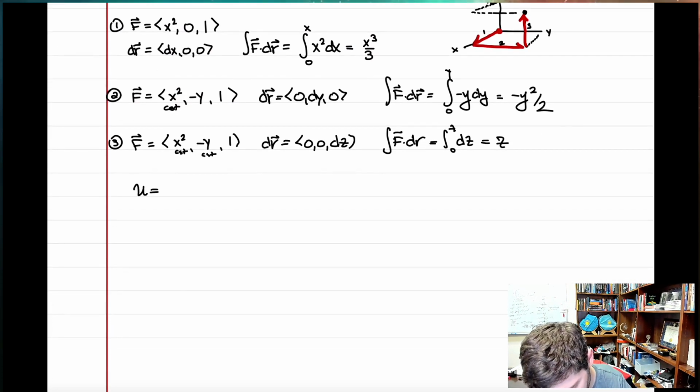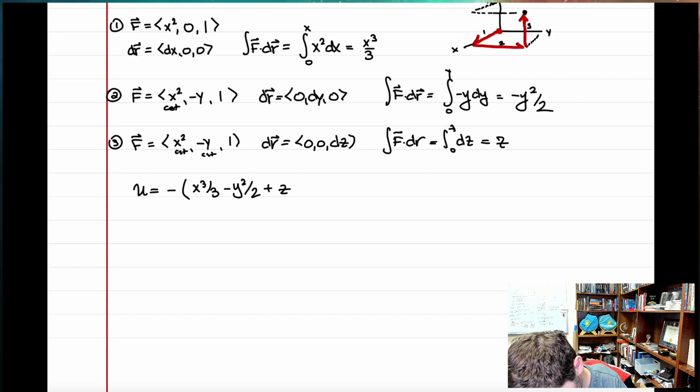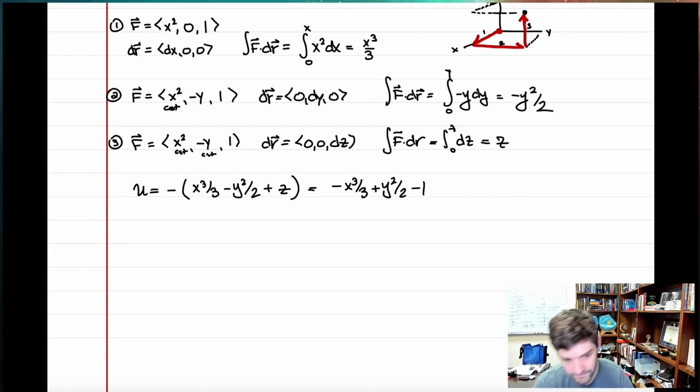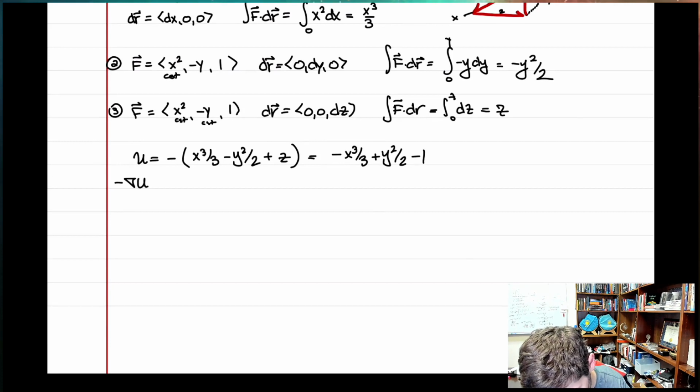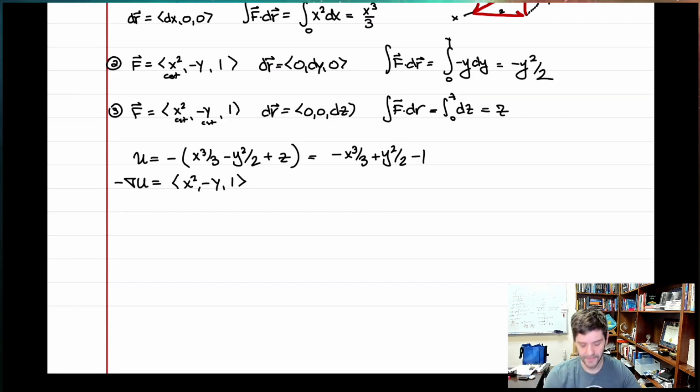So then your potential energy function is overall negative sign out front, x cubed over 3 plus, minus y squared over 2 plus z. Or if you take in the negative sign, negative x cubed over 3 plus y squared over 2 minus z is your overall potential energy function. And again, you can confirm that negative the gradient of U gives you back the vector x squared, comma, negative y, comma, 1 when you take the gradient. So that would be the potential energy function.